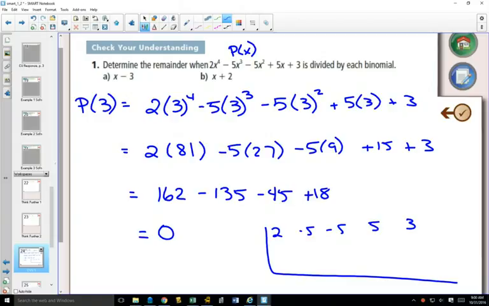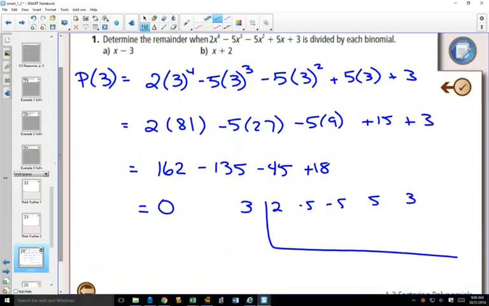Now we can put a positive 3 on the outside. And let's compare the mental math we'd have to do here. Bring down the 2. 2 times 3 is 6. Add them. 1. Add them. -2. -6. -3. 0.